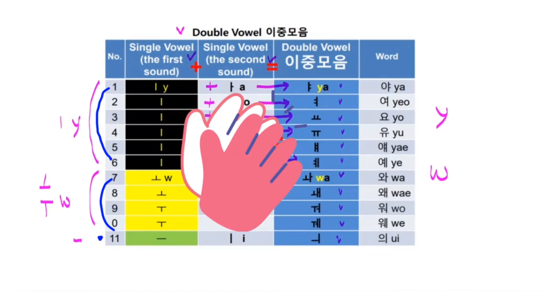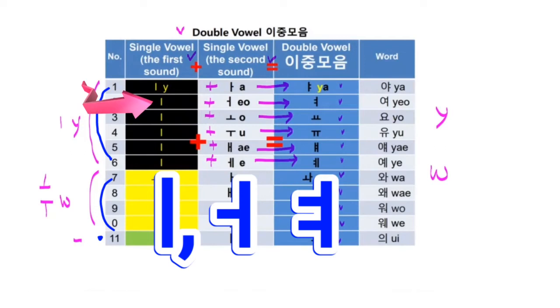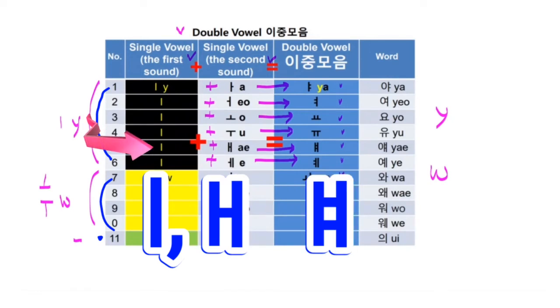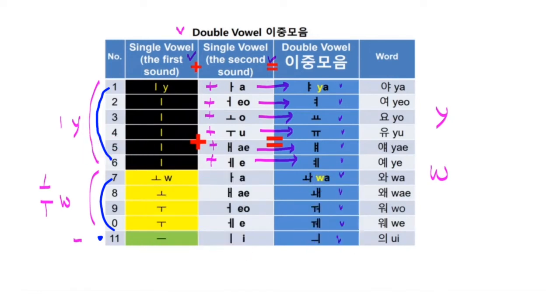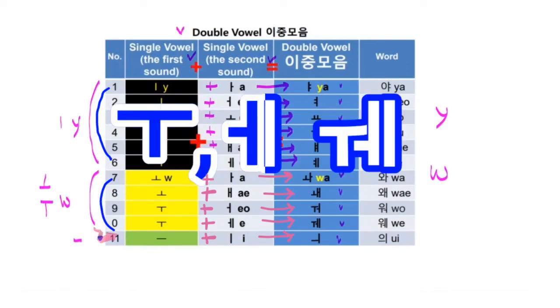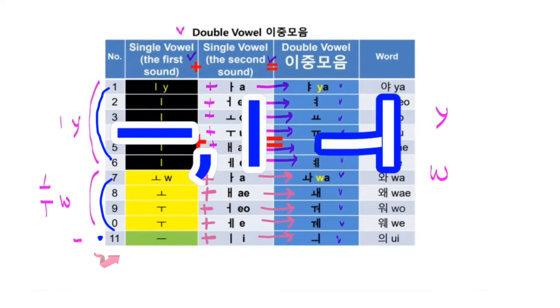Let's raise your hands and clap. Repeat after me. ㅣ-ㅏ, ya, ㅣ-ㅗ, yo, ㅣ-ㅜ, you, ㅣ-ㅡ, you, ㅣ-ㅐ, ye, ㅣ-ㅔ, ye. Good. We practice them the same way. Next, repeat after me. 오와 와, 오에 왜, 우어 워, 우에 왜. Next, repeat after me. 으이, 의.